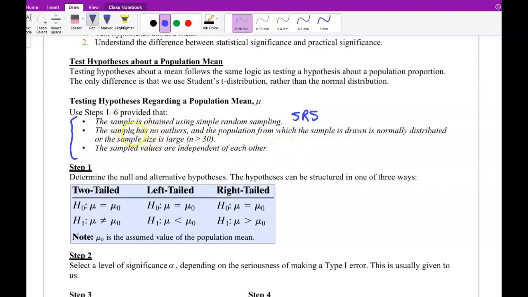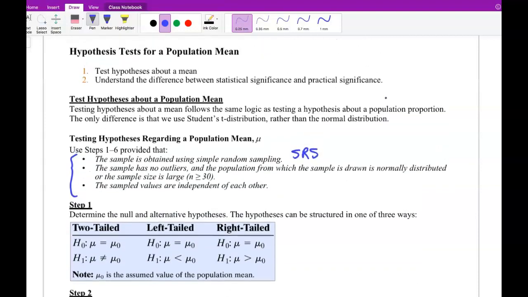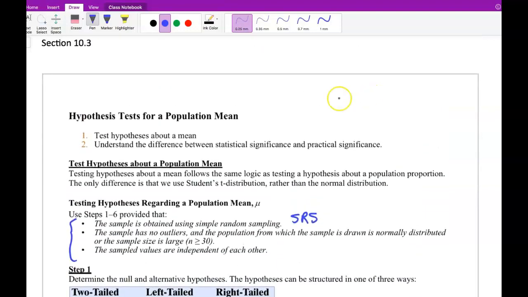The next part here is that the sample has no outliers, and the population from which a sample is drawn is normally distributed. What that means, our sample size should be greater than or equal to 30. We had this part before, but we don't know what outlier means. So let's have a definition for what an outlier is. Okay, I'm writing that part here.